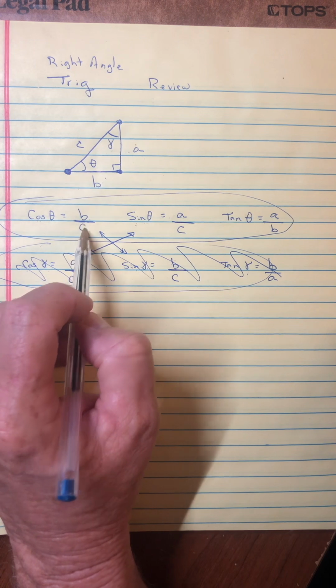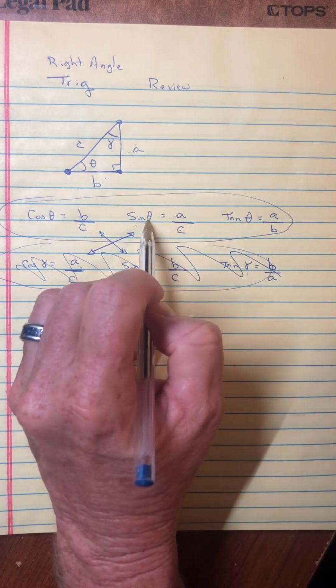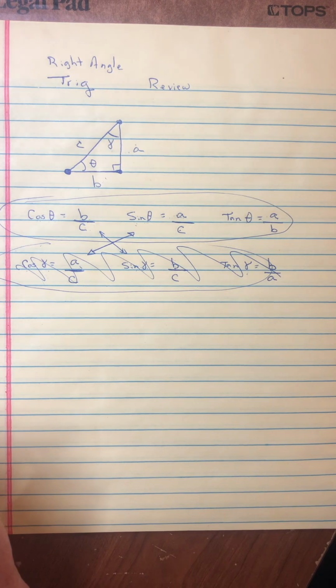Because if I knew the B and the C, I can get the angle. If I knew the A and the C, I can get the angle. If I knew the A and the B, I can get the angle.